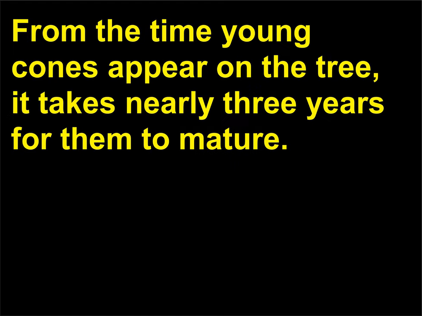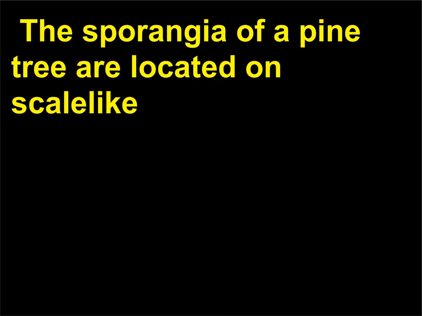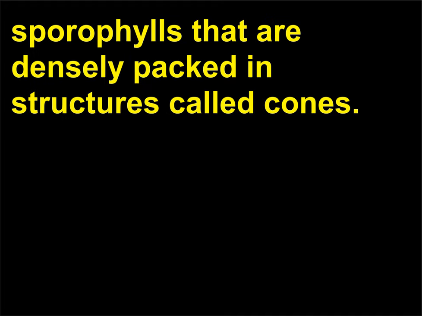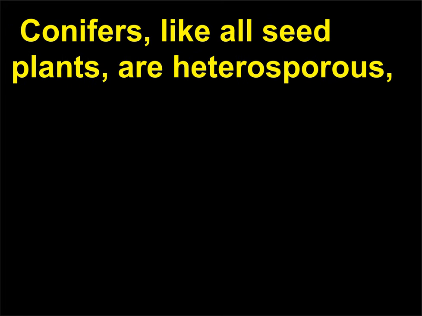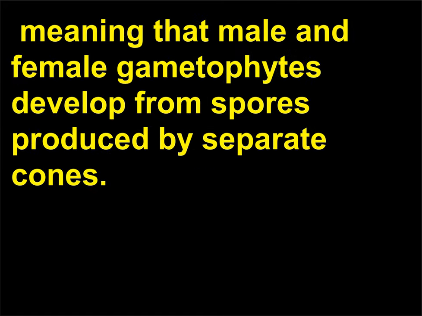From the time young cones appear on the tree, it takes nearly 3 years for them to mature. The sporangia of a pine tree are located on scale-like sporophylls that are densely packed in structures called cones. Conifers, like all seed plants, are heterosporous, meaning that male and female gametophytes develop from spores produced by separate cones.